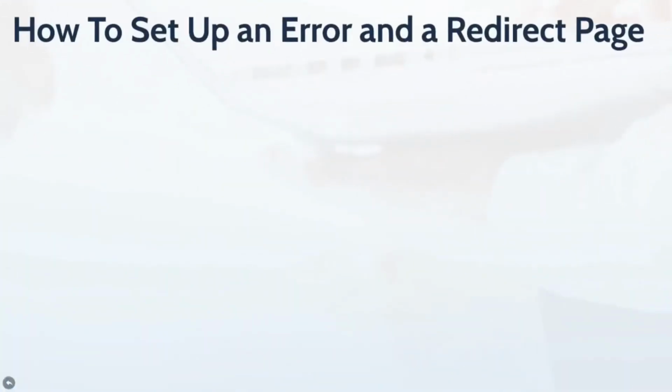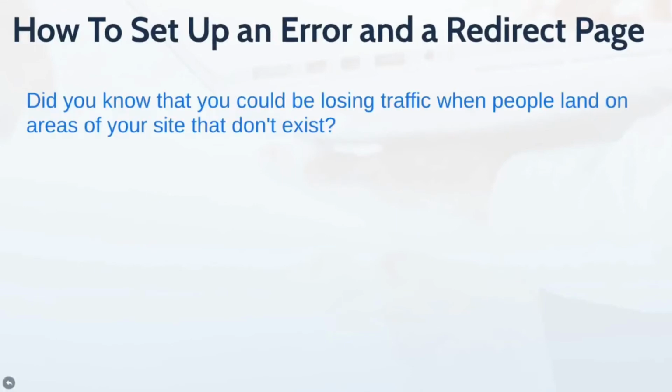And in this particular video, we're going to talk about how to set up an error and redirect page. So did you know that you could be losing traffic when people land on certain areas of your website that don't exist? In other words, over the time and over the years of maintaining your website, you'll have pages and elements, videos, zip files, whatever, that will disappear on your website. And what will happen over the years is they will be indexed by Google, and if somebody clicks on that through Google and they come to your website, it will lead to what we call a 404 error page.